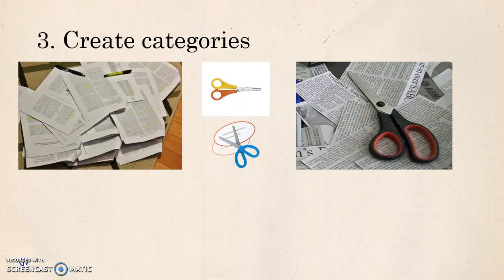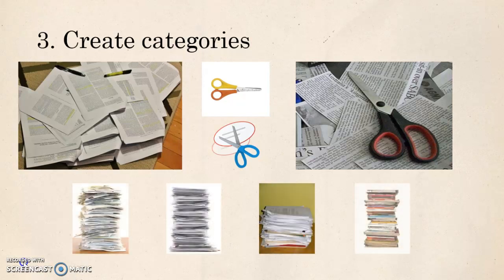As you are cutting out the parts, you can also start categorizing or setting up categories and put the different cutouts into different piles according to their topics or according to themes. You can, for example, decide that in the first part you are going to put cutouts that contain definitions, and in the second part you are going to put cutouts that contain, I don't know, gaps in the literature.